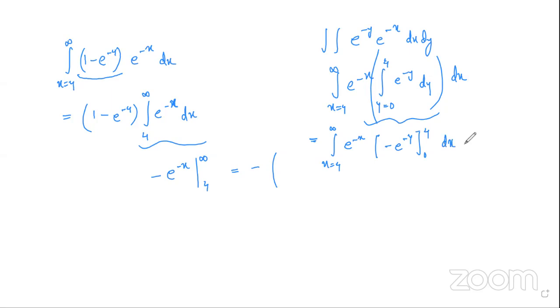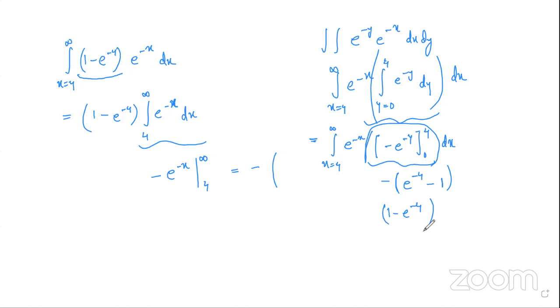So what will you get? If you look at just this part, then you will get minus of e to the power, I'm taking this minus term out, minus 4 minus e to the power 0, which is 1. So this becomes 1 minus e to the power minus 4. Right?